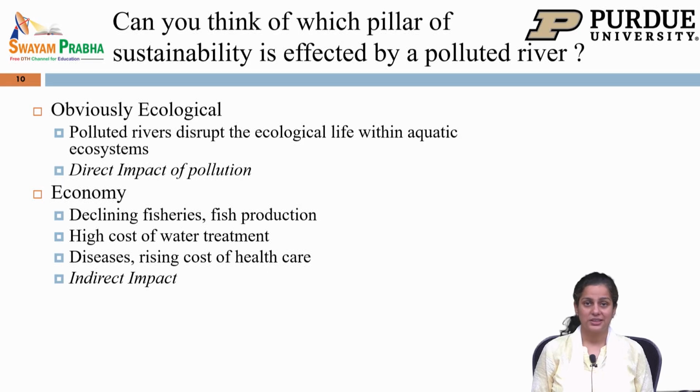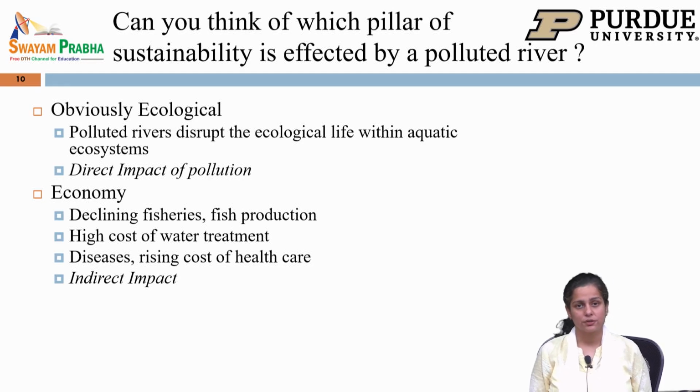There are also diseases that can spread because of the polluted water, and that causes a rise in healthcare costs because it is affecting human health. Hence, these are called the indirect impact. So, indirectly, even though a polluted river does not directly work in the economy, you see various aspects of the economy can indirectly depend on these ecological systems, such as here the fisheries, but also how we rely on those ecological systems.